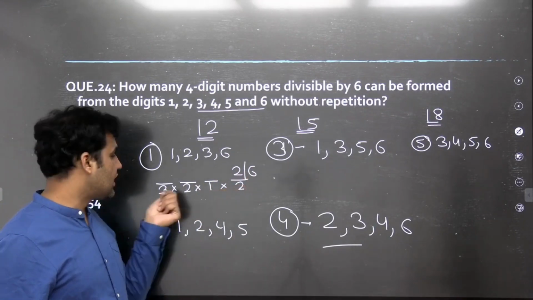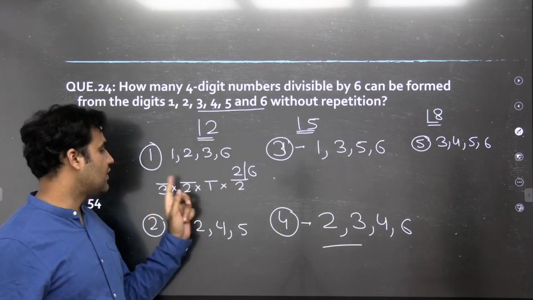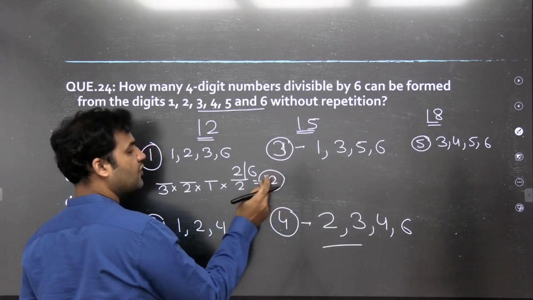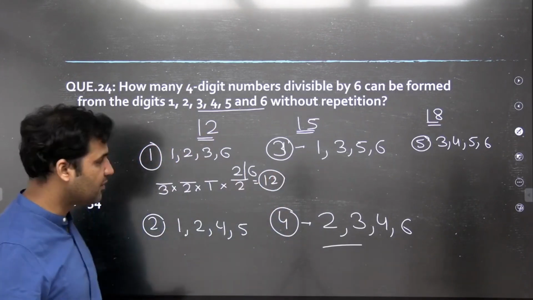Once a digit is placed over here, this place can be filled in 3 ways, 2 ways and 1 way. So how many numbers you will be able to make? Total 12 numbers will be there, which will be even as well as divisible by 3.